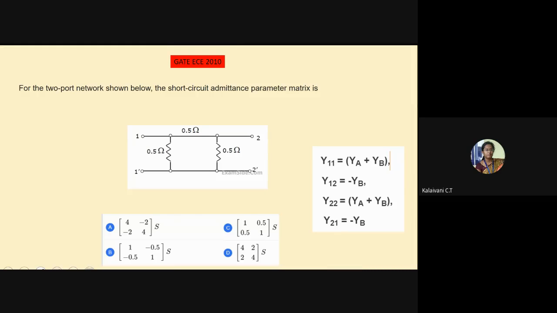First convert this impedance to admittance. So 1 by 0.5. After that, substitute in this formula and you will get the answer. So I think you can find it. You can type the answer in the chat box.